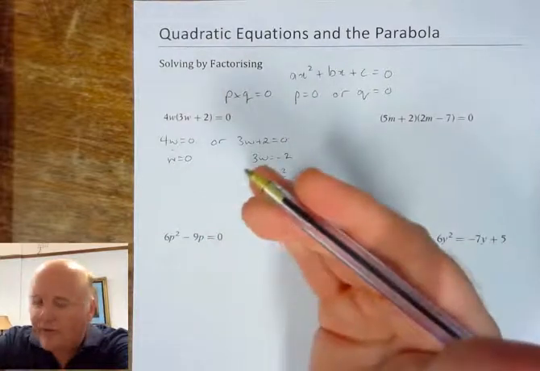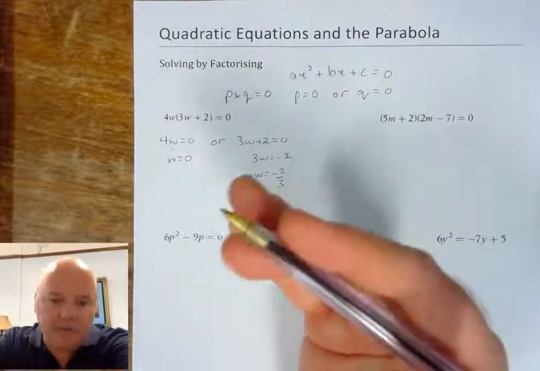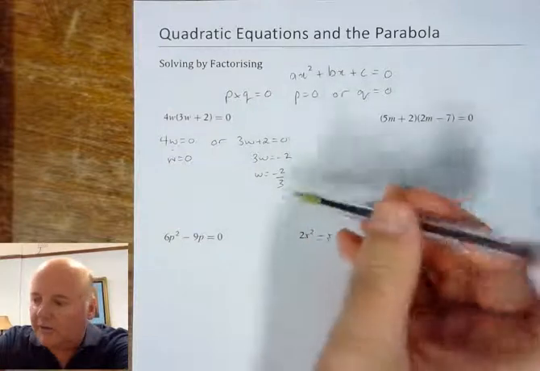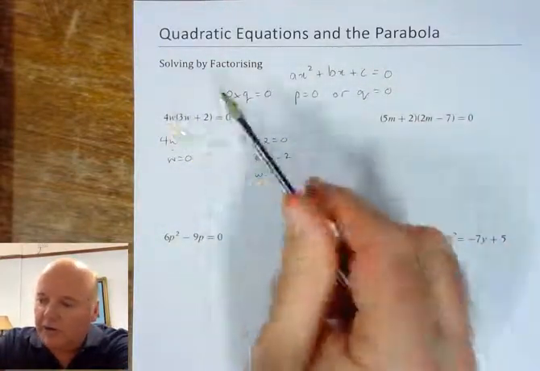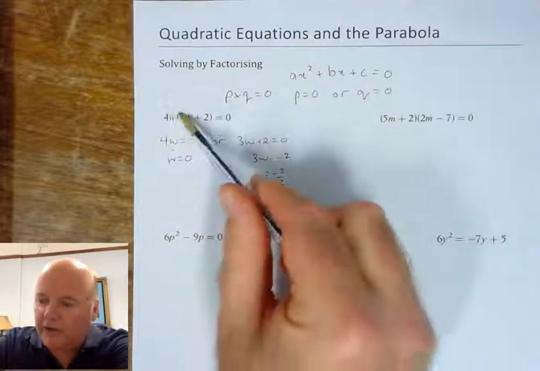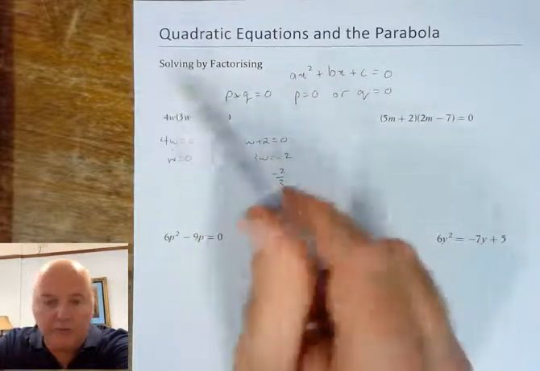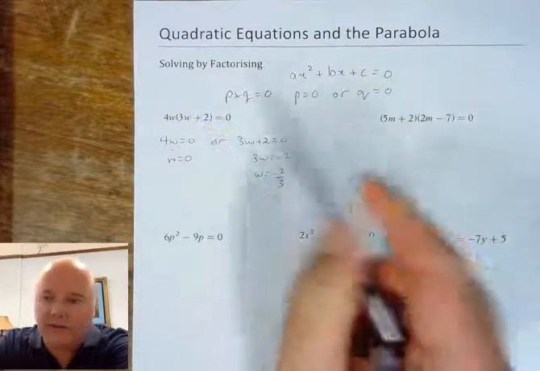The beauty of equations is that you can always check your answers by substituting back in and seeing if they work. So if you've got a bit of time up your sleeve, check that 0 works, check that minus 2 on 3 works. If you put minus 2 on 3 in here, 4 times minus 2 on 3 times 3 times minus 2 on 3 plus 2, press equals, it should be equal to 0. And if it is, then you've done it right.